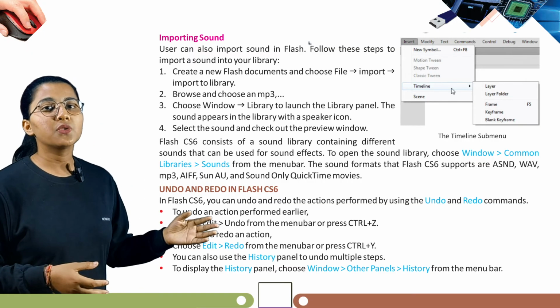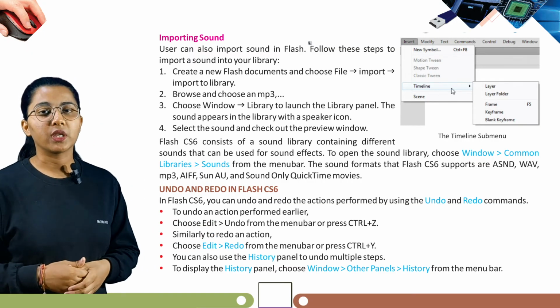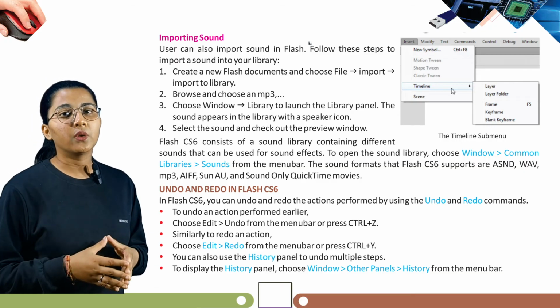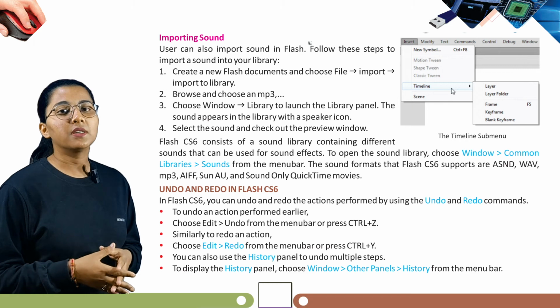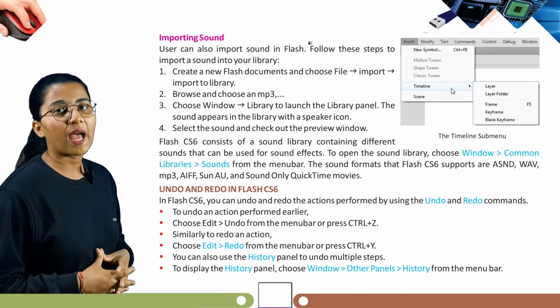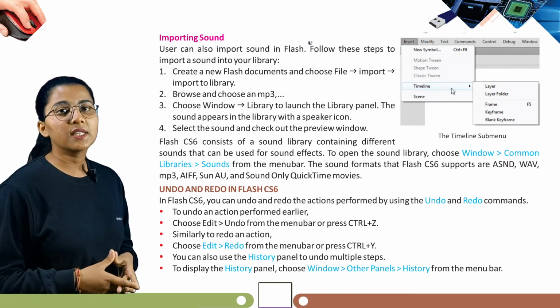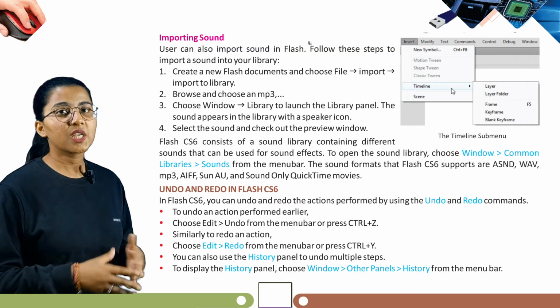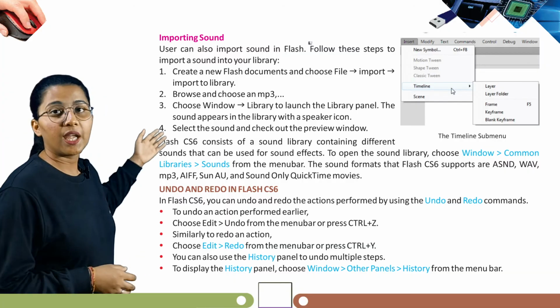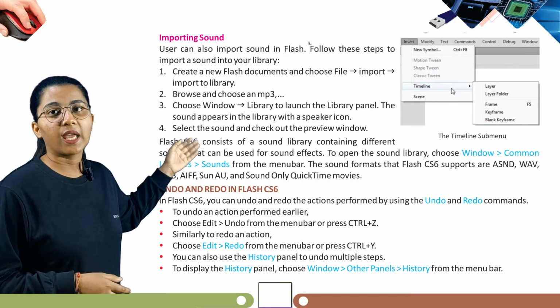Second, browse and choose an MP3. Third, choose Window, then Library to launch the Library panel. The sound appears in the library with a speaker icon. Now, fourth, select the sound and check out the preview window. Flash. So students, here you can see the interface of the timeline submenu.